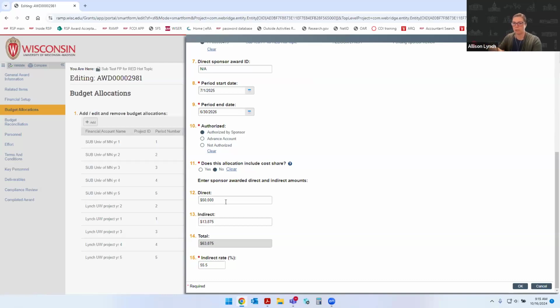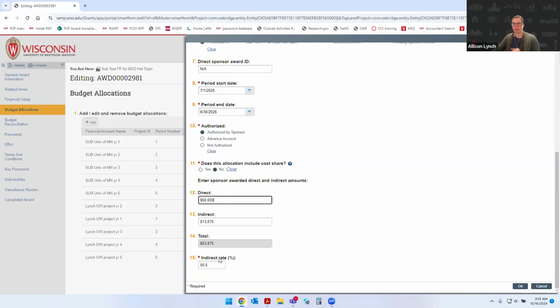So this is really the important piece for making sure your reconciliation is appropriate. The common mistake that we see here is folks putting the specific subawardee's direct and indirect costs here with the subawardee's indirect rate. That's not how we do the allocations and reconciliations in RAMP. That is what you're going to be entering in the Subaward portal. So for RAMP, we're using the subawardee's total costs. Their direct and indirect will be our direct costs. So we're allocating $50,000 to be issued to University of Minnesota.